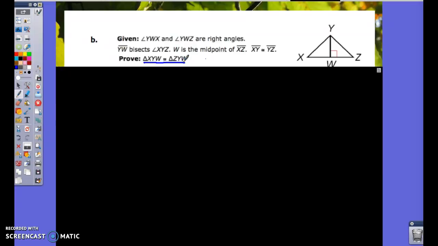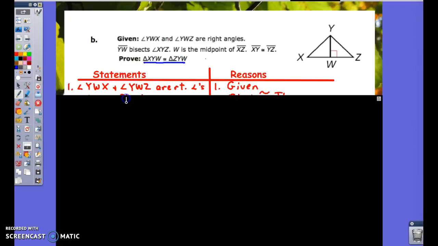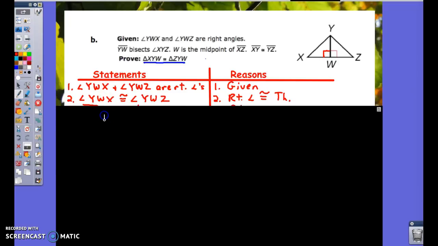Now keep in mind, really we only need to get 2 pairs of angles congruent because we can use the third angles theorem as our third set of angles. So with that in mind, let's go through this somewhat quickly. We have some given information here. Angle YWX and angle YWZ are right angles. That was given to us. So there's one pair of angles. By the right angles theorem, we know they're going to be congruent.